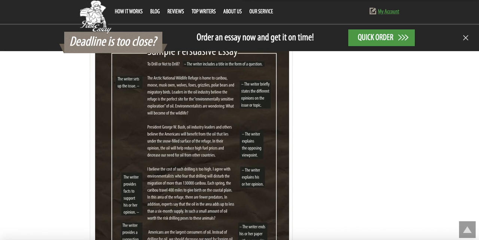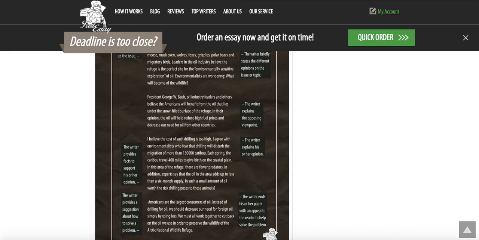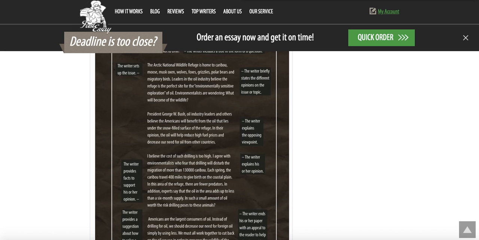In paragraph number 2, the writer explains the opposing viewpoint, what he or she does not agree with. But let's remember this. Go to the first paragraph. I told you about asking questions, right? So they put all the topics in, and at last, they just ask questions.